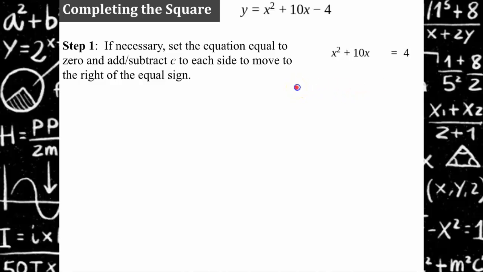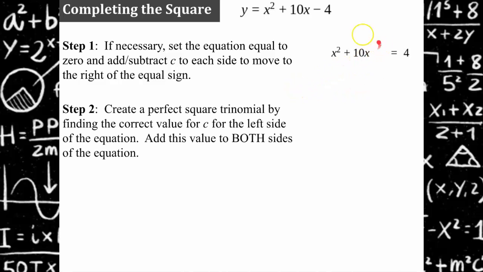So legal move. Step 2, we're going to force the left side of this equation to be a perfect square trinomial. So we need to find what value for c can fit right here so that this is a perfect square trinomial. So half of 10 is 5. 5 squared is 25. So I'm going to add 25 to both sides because remember, laws of algebra, whatever you do to one side of an equation, you must do to the other side.